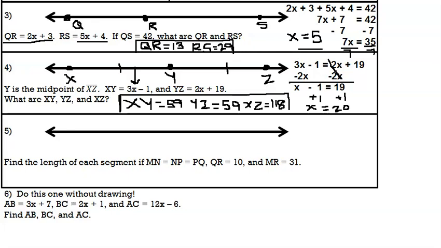The last one we're going to do, number 6, will be a test for yourself that I want you to try without drawing it. Find the length of each segment if MN equals NP equals PQ, QR equals 10, and MR is 31. I love that. This is what it's all about.